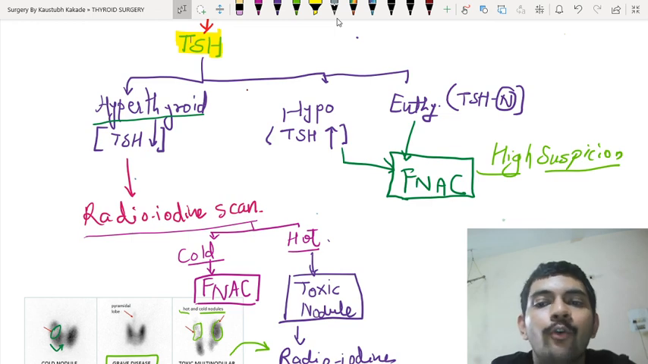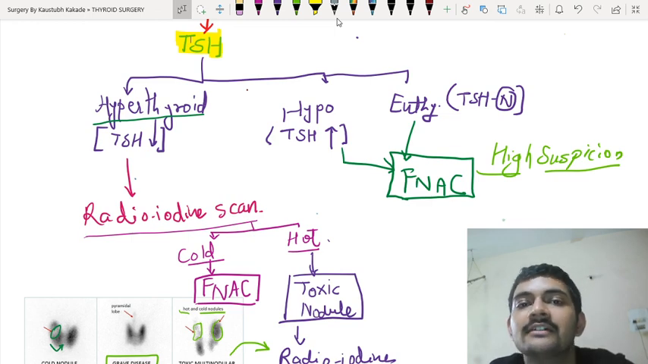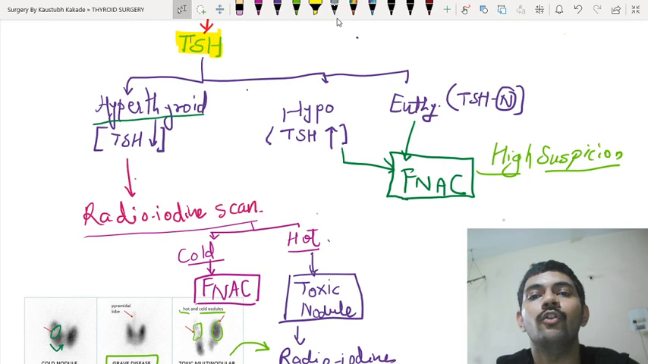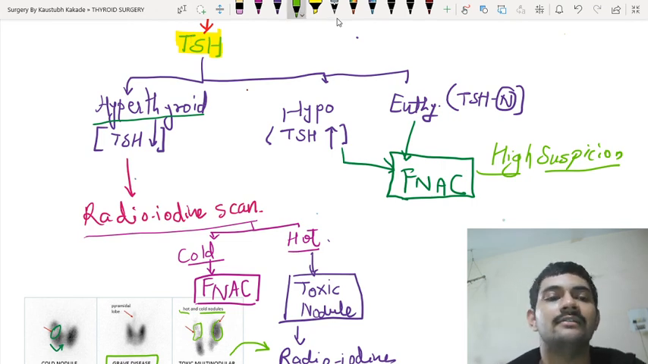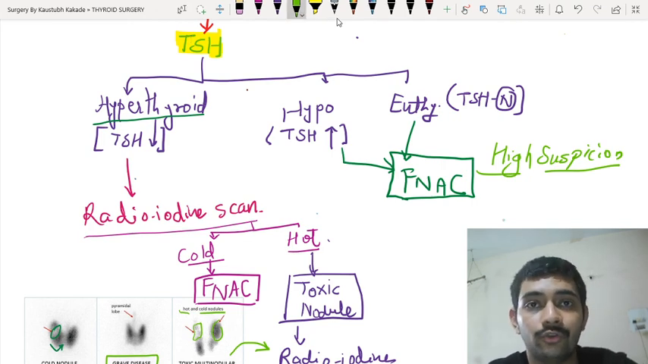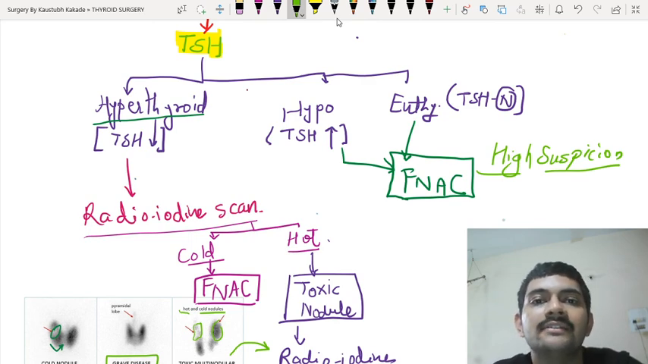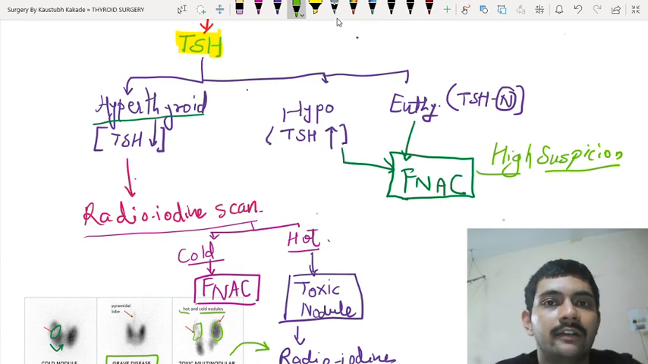But if it is hypo or euthyroid, it is clinically suspicious. So the suspicion will increase in such a situation. So you go for FNAC to get a cytological report. That is how you are going to manage a case of a thyroid nodule. In the next video, we are going to continue with what happens in FNAC and how to diagnose certain conditions with FNAC, and if you get a FNAC report, what to do for that patient.